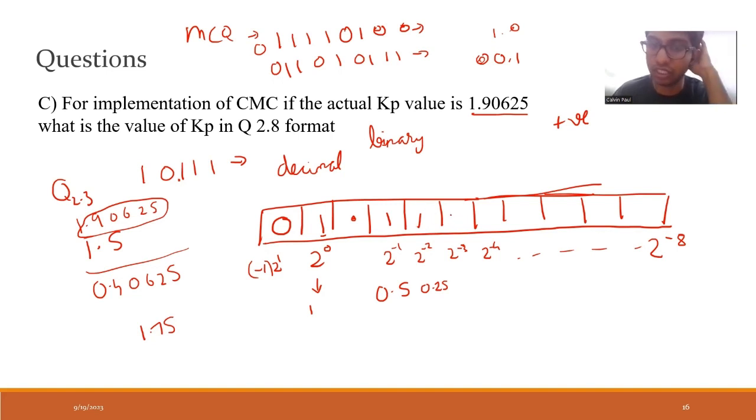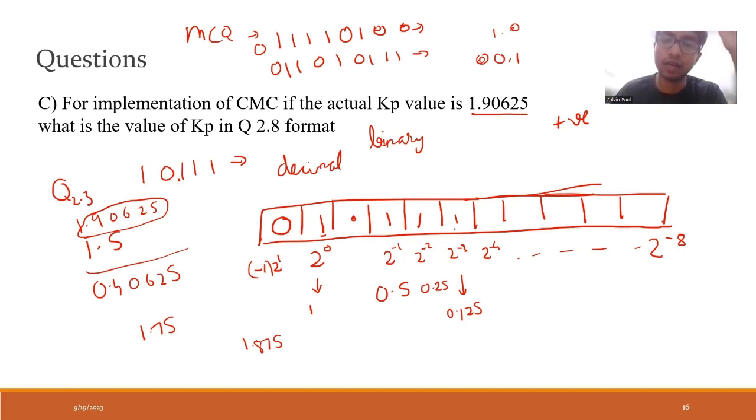Then I will go to the next bit. Again, I will set it at 1. So this corresponds to 0.125, and my new number will be 1.875. Now this 1.875 is still less than 1.90625, so this bit has to continue to remain 1.